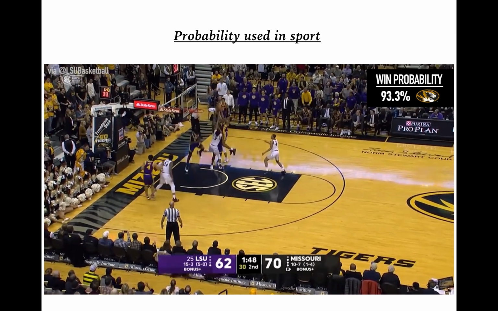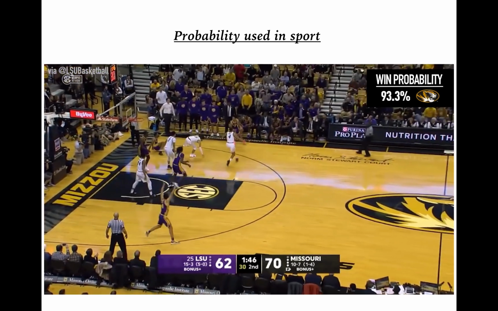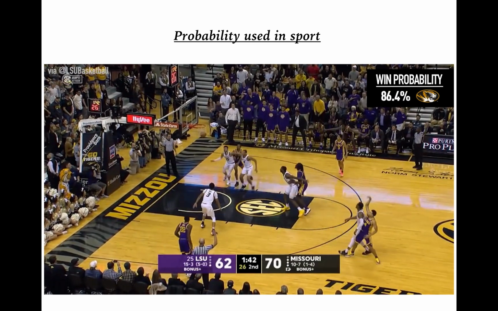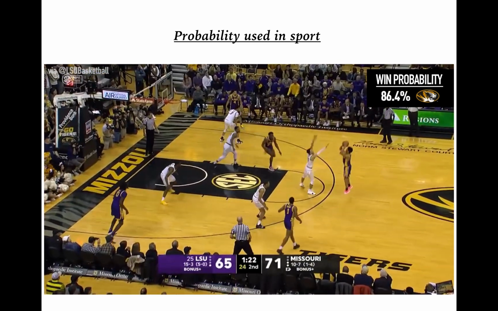Just look at the top right corner of that video. What do you think is happening there? Just keep looking at the number, the percentage number, and tell me after this video what you think is going on with probability.